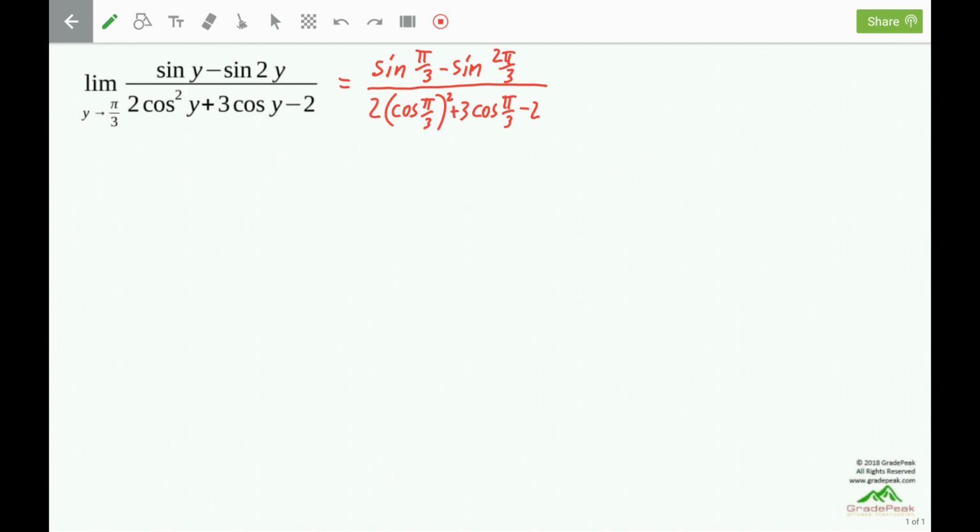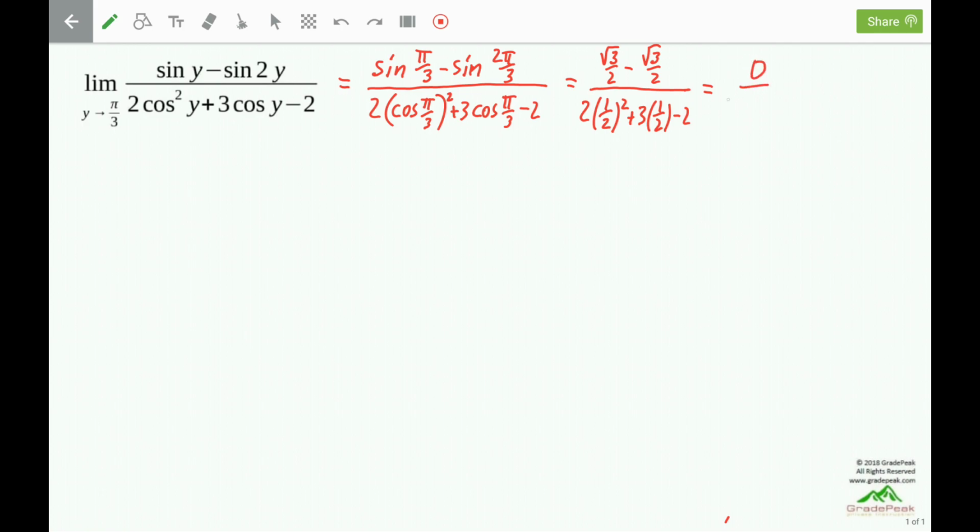The sine of pi over 3 is root 3 over 2. The sine of 2 pi over 3 is also root 3 over 2, and they're subtracting each other. In the denominator, 2 times the cosine of pi over 3, which is 1/2, squared, plus 3 times cosine of pi over 3, which is again 1/2, and then minus 2. So in the numerator, root 3 over 2 minus root 3 over 2 is 0.